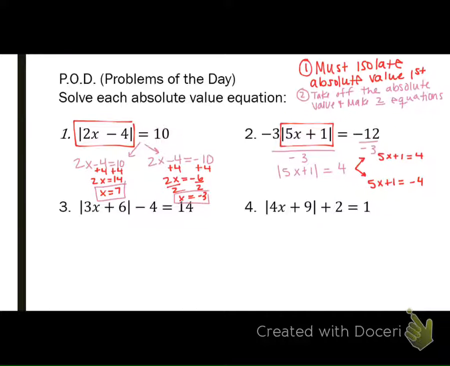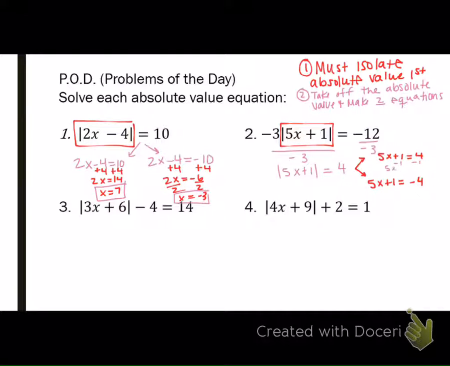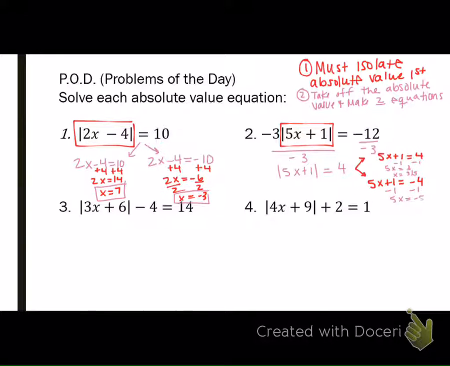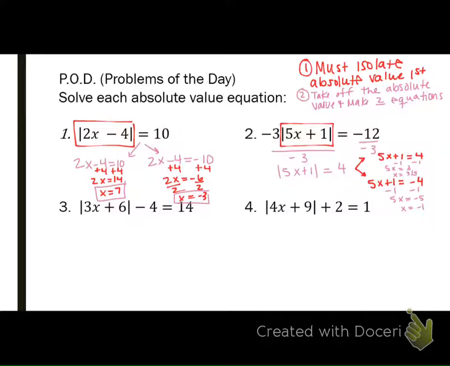Okay. All right, so we solve these. And we get 5x equals 3, so x equals 3 over 5. We solve this one, and we get 5x equals negative 5, so x equals negative 1. Okay, I'm going to check it off to the side here.